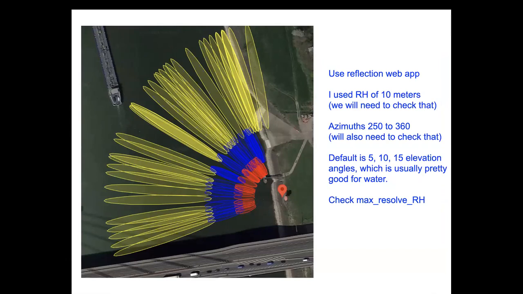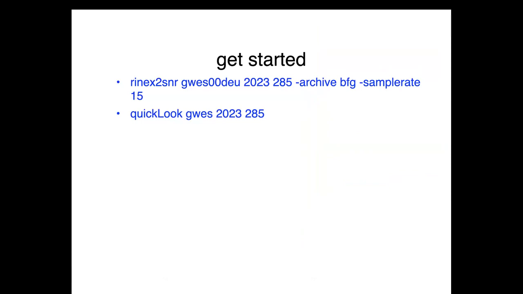I used originally 250 to 360, but you can see up here that I'm hitting the soil. And I'm using defaults between 5 and 15, which is usually pretty good for water. But you still need to check max resolvable reflector height, this Nyquist thing that Felipe talked about. And in this case, we're going to use sample rate 15 just for that reason, that 30 seconds is not good enough. So you run rinex to SNR.